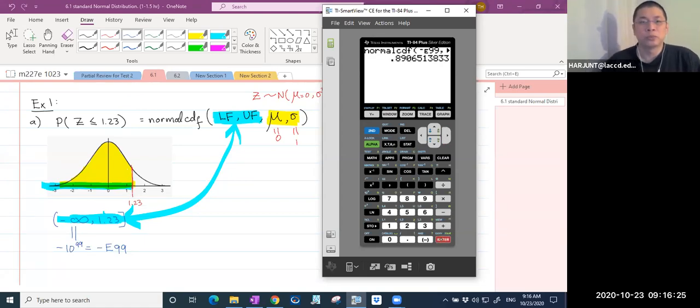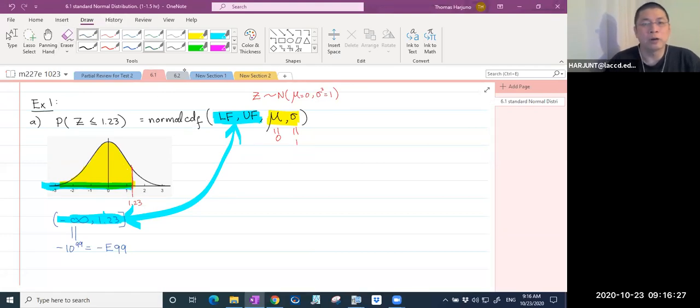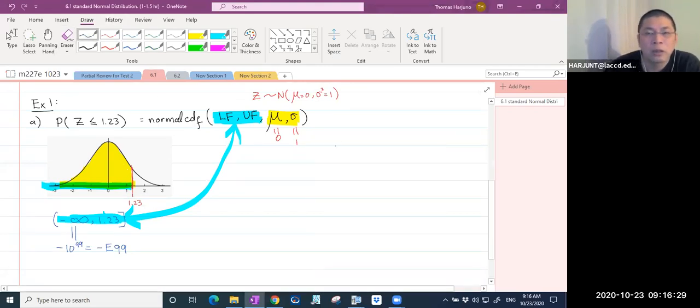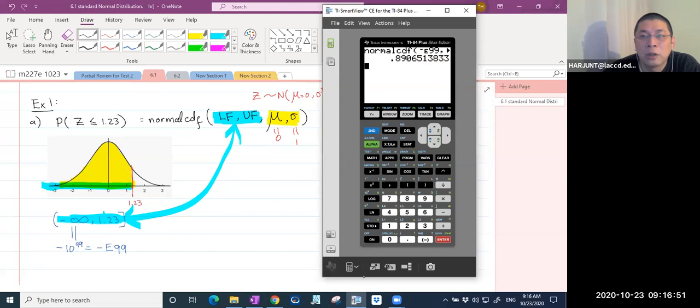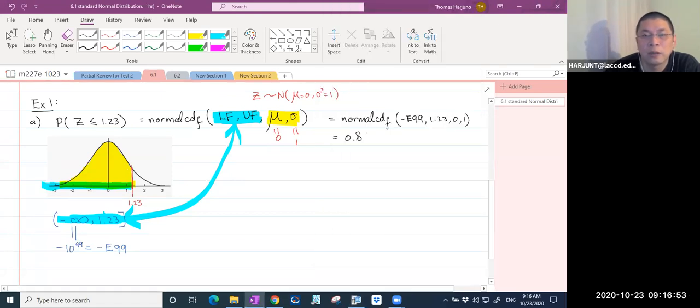Coming back here, this will be normal CDF negative E99, 1.23, 0, 1, which will give us 0.8 something, I remember earlier, 0.89065.